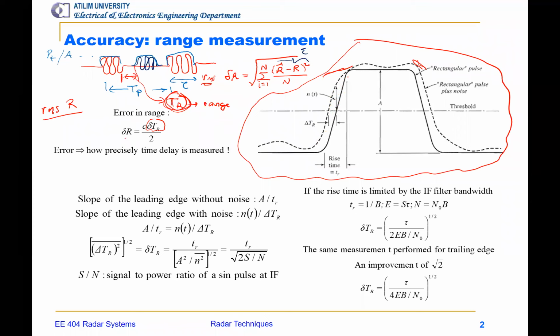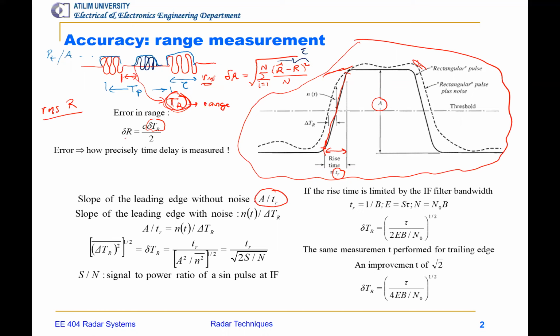For the clear pulse without noise, we got the rise time, TR, and there is an amplitude, A. So if we write the slope of this line, from here to here, that's going to be a triangle, and simply that's going to be A over TR.